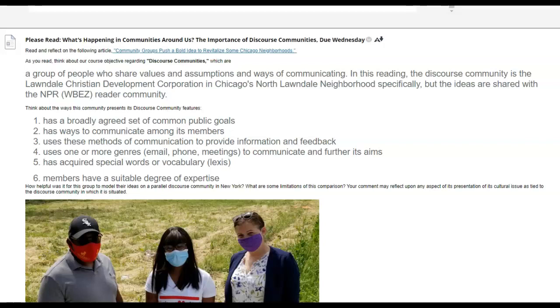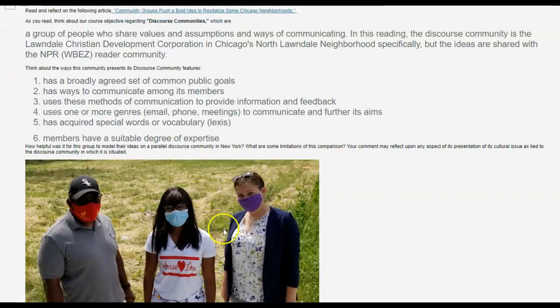I want your research to have real-world application, and so thinking about this discourse community early on will help us not only shape what kinds of sources we're reading, but how we describe these sources and communicate them to that particular discourse community. I have here an example I'd like you to read by Wednesday of a group of people who share values and assumptions and ways of communicating. A discourse community, in other words.